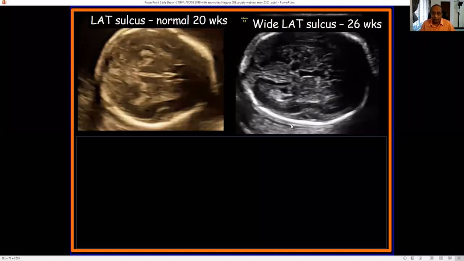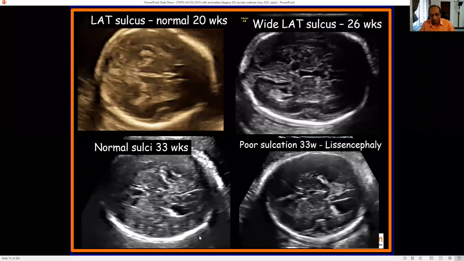Then another important thing is to look at the sulcus. You can see a lateral sulcus normal here at 20 weeks. Now at 26 weeks, you are expecting the lateral sulcus to become smaller. Here is a very wide open lateral sulcus at 26 weeks. That means this baby could be going in for lissencephaly. And here you can see normal sulci at 33 weeks. And you can see a poor sulcation at 33 weeks, telling there's a lissencephaly. So that's a lot more diagnosis that can be made.